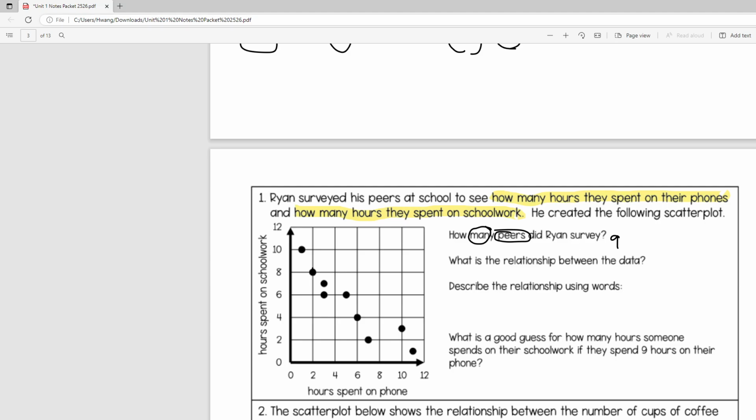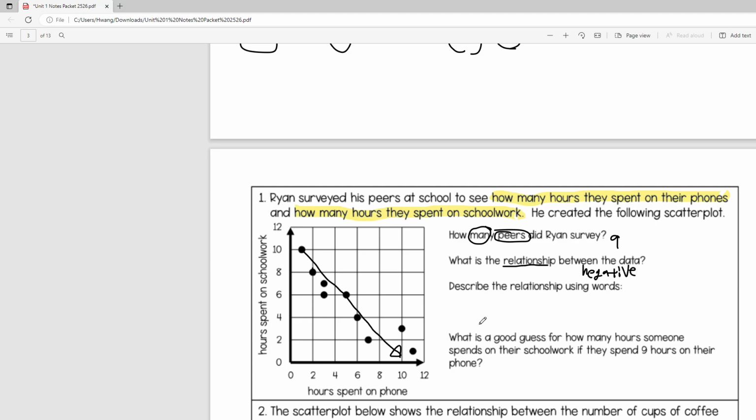And what is the relationship between the data? The relationship is asking you if the data is a positive correlation or negative correlation, or neither one. But if you see the line, it's showing you a negative slope as you make a line that fits best the data points. And because it's decreasing, we can say it has a negative relationship.